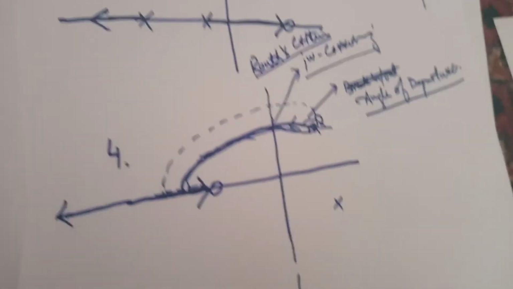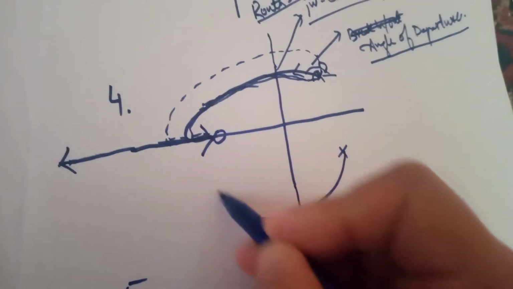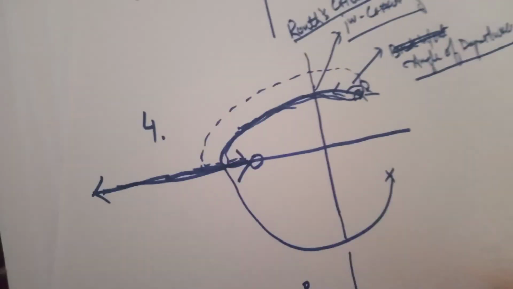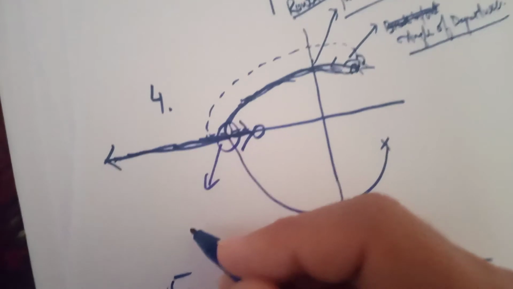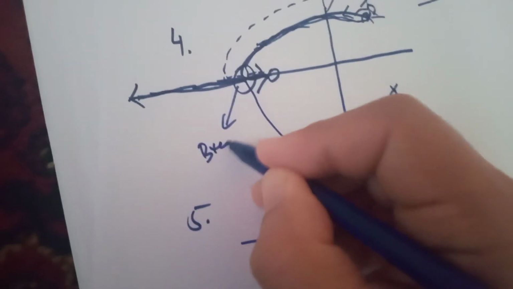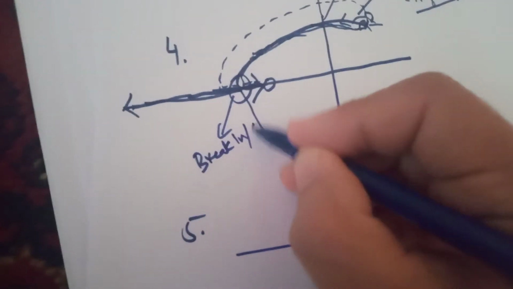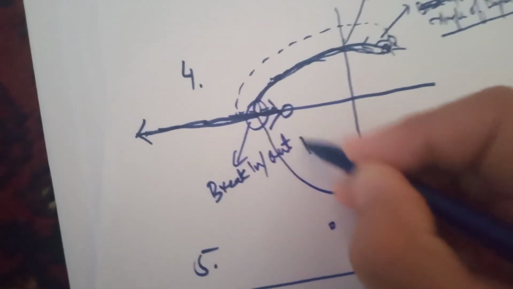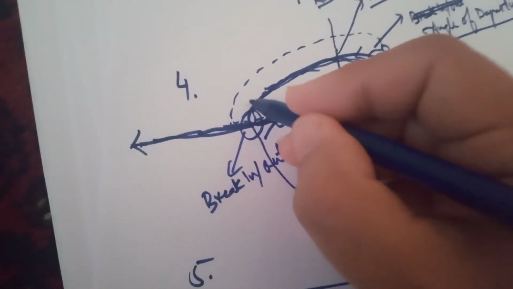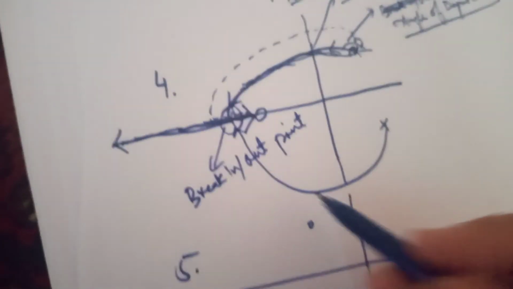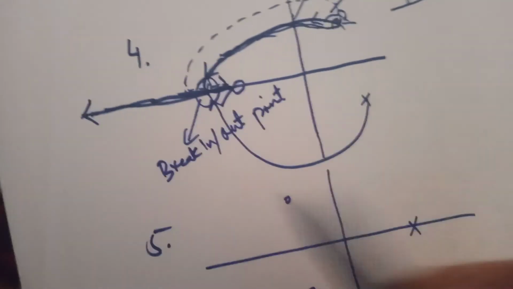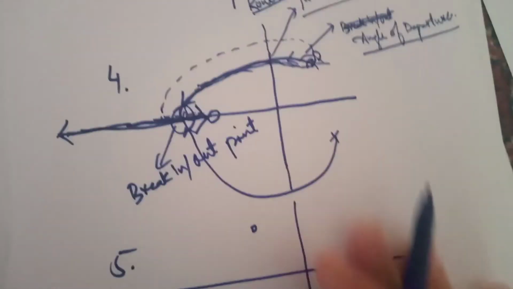Again, this one comes here and it goes to this, and this point we need to calculate, and this point is known as break-in or breakout point. Because this is coming in, this is known as a break-in point. If they are going out, it is known as a breakout point. We will discuss how we do that. We have to use the characteristic equation to solve this one.